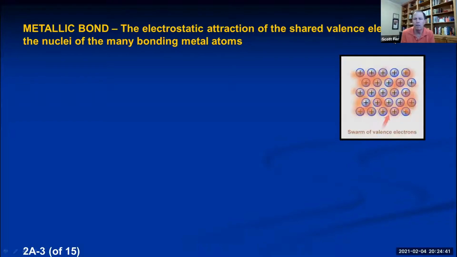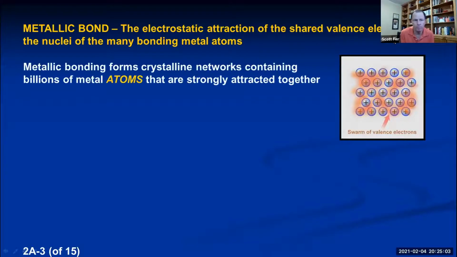If they do, these electrons are going to wind up making a swarm or a cloud of negatively charged electrons that are migrating all around these atoms, attracting to all the positive nuclei. And that overall attraction between this valence electron cloud or swarm and the nuclei of all those atoms is what holds a chunk of metal together.